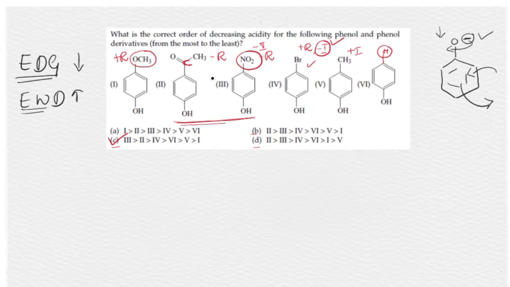However, let's verify. Here nitro first and then ketone. Since we have bromine also as minus I, fourth will be the next. And we have the phenol because there is no electron donating or withdrawing. And then comes the electron donating. What are the electron donating we have? Methoxy and methyl. Because methoxy exhibits resonance and resonance predominates over plus I, this will be more electron donating. That means least acidic. So one should be at the end. Hence, the final answer is option C.